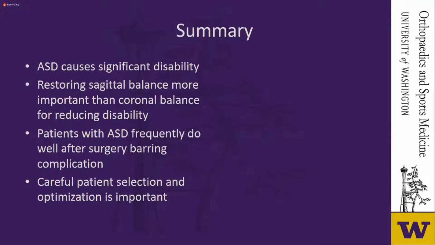And then a quick summary: adult spinal deformity causes significant disability, particularly in patients that have gone on to severe deformity. Restoring sagittal balance is found to be more important than coronal plane balance for reducing disability and better outcomes. Patients with adult spinal deformity frequently do well after surgery, barring complications. Even those that do have complications generally have fairly good outcomes. As with all surgeries, careful patient selection and optimization is key for success.